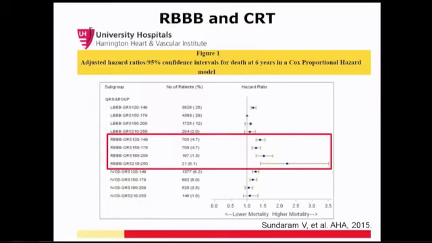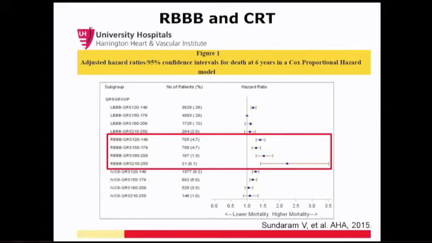The question of right bundle branch block with long QRSs always comes up. Now, as we know from our clinical experience, to have a right bundle and a QRS of over 150 milliseconds is not all that common. But this was a very, very nice paper that was presented as the late-breaking clinical trial again at AHA in 2015.